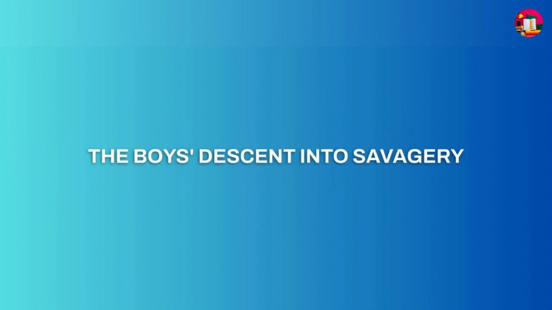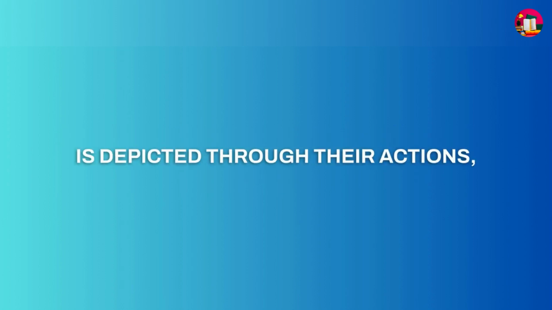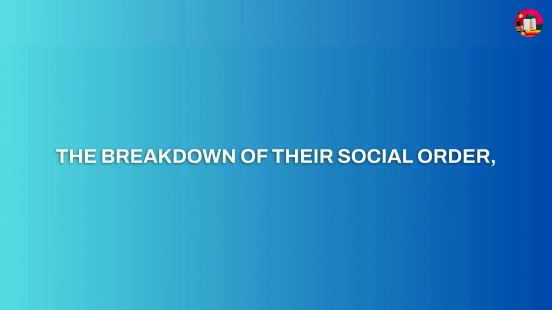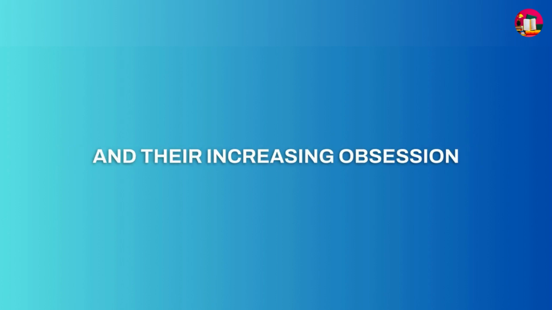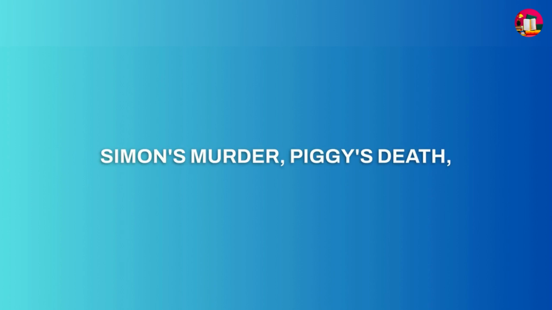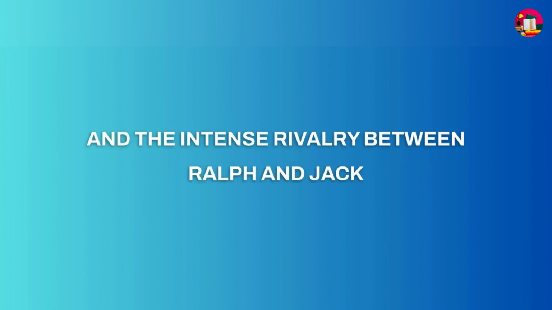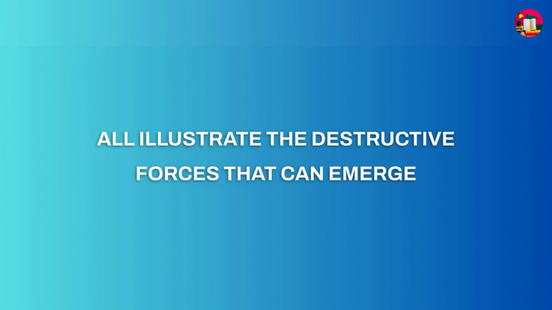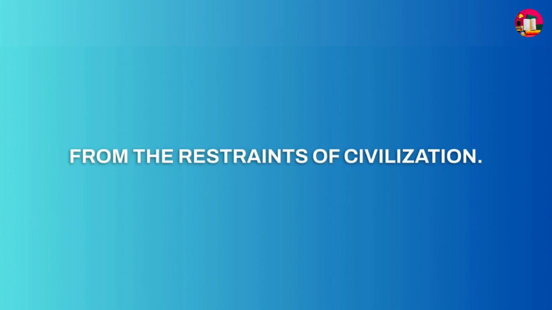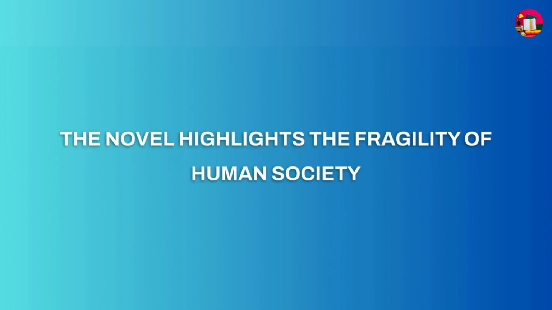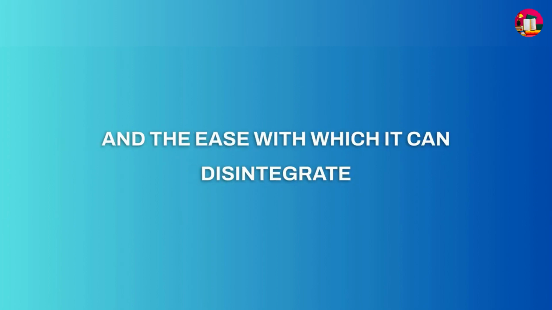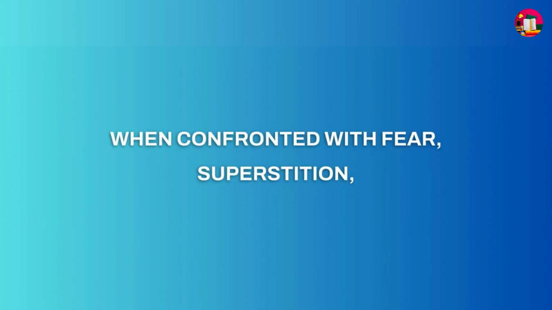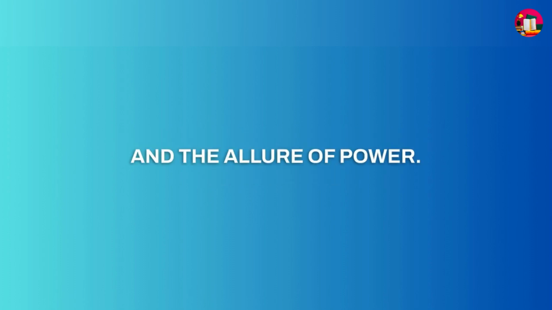The boys' descent into savagery is depicted through their actions, the breakdown of their social order, and their increasing obsession with hunting and violence. Simon's murder, Piggy's death, and the intense rivalry between Ralph and Jack all illustrate the destructive forces that can emerge when human beings are cut off from the restraints of civilization. The novel highlights the fragility of human society and the ease with which it can disintegrate when confronted with fear, superstition, and the allure of power.